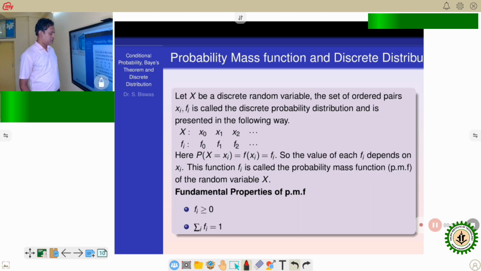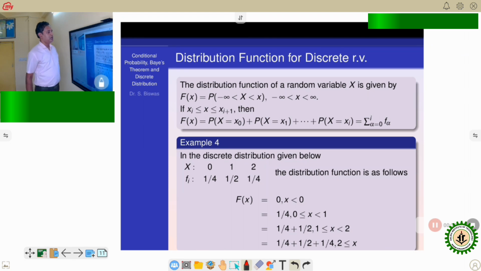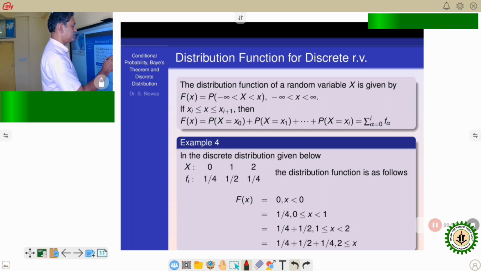A probability mass function has two fundamental properties which you must follow. All probability mass functions must follow these two properties: all fi's must be greater than or equal to 0, and the summation of fi must be equal to 1. Now here is the distribution function for a discrete random variable. The distribution function is defined as a function F(x) giving the probability from minus infinity to x, where this is small x, lying between minus infinity and infinity. Now if x lies in the interval up to xi plus 1, then F(x) is the sum of all these probabilities.